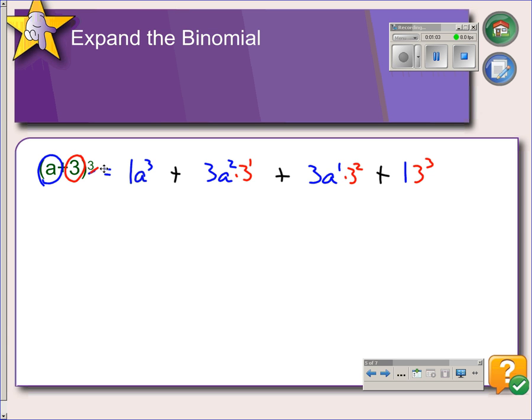So if we simplify our terms, we have a cubed here. And then this is 3 times 3 is 9, a squared. And we have 3 times 9 is 27, a to the first. And then 3 cubed is 27. So expanding the binomial, we get this bottom line.